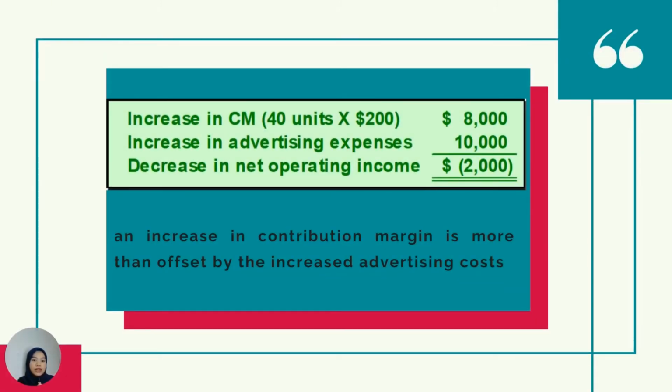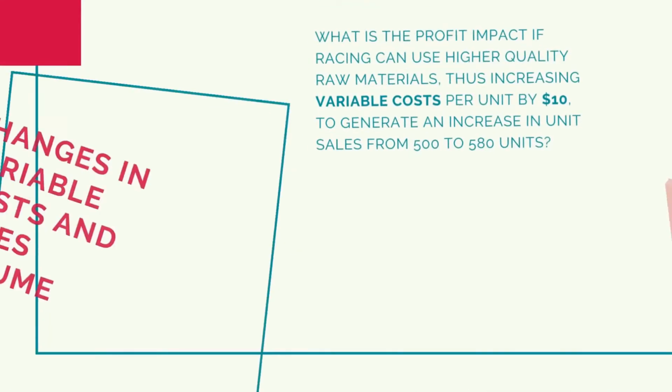So this is the shortcut for how we can get it. We can see that for the increase in contribution margin, we just need 40 units multiplied by $200. So we get $8,000. And we can see here that the increase in contribution margin is actually lower than the increase in advertising expense. So it will affect the net operating income. It will be decreased by $2,000. So an increase in contribution margin is more than offset by increased advertising costs.